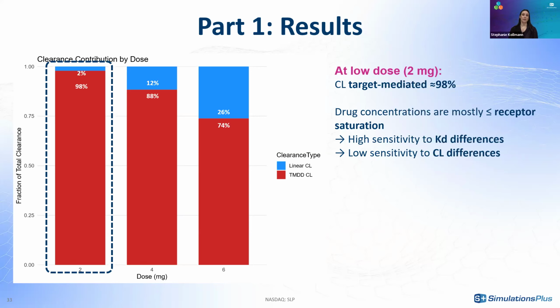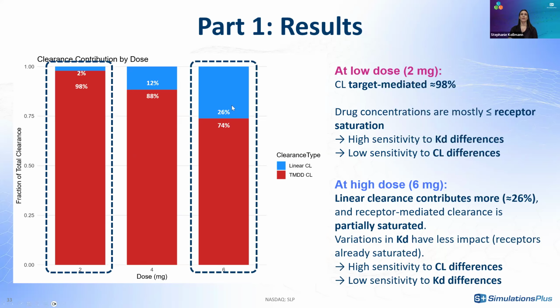So as the dose increases, the TMDD pathway begins to saturate. Then by 6 milligram, linear clearance contributes more, around 26% of total clearance, and receptor-mediated clearance is less dominant. So in this near saturation region, changes in KD no longer have a large effect because most receptors are already occupied. Instead, differences in linear clearance have a stronger influence on drug exposure.